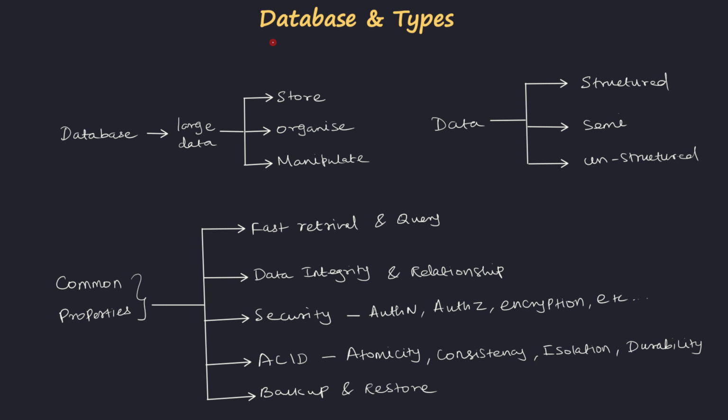Data is one of the key components of any system. We cannot imagine a system without data. And to store data, we use databases, and there are different types of databases available for us to use. So in this video, we are going to look at what a database is and what types of databases are available for us to use.